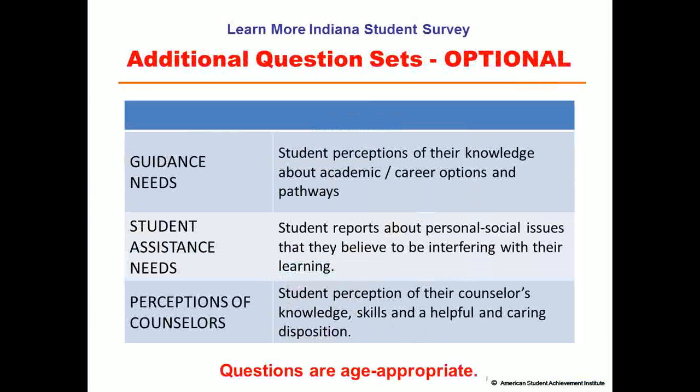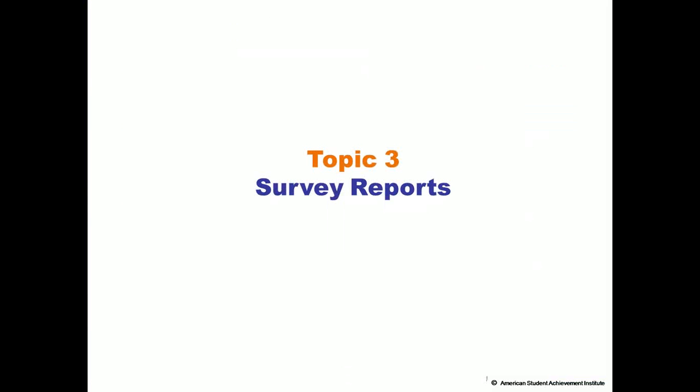So the other thing about these questions is that they're all age appropriate. For the third grade guidance needs, we're aligning that with the third grade standards. And for the senior guidance needs, we're aligning that with the senior standards, which would include questions about FAFSA and things like that. So those are the three optional sets, and I'll show you when we get to the part about setting up the survey how to include or exclude those question sets from your students' surveys.